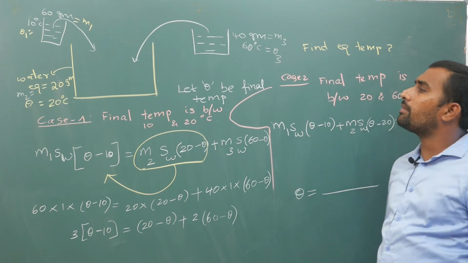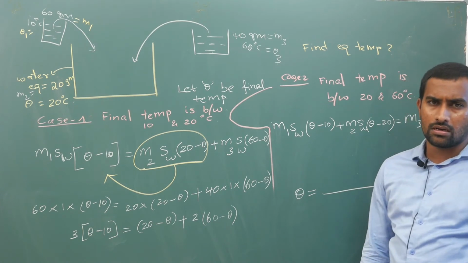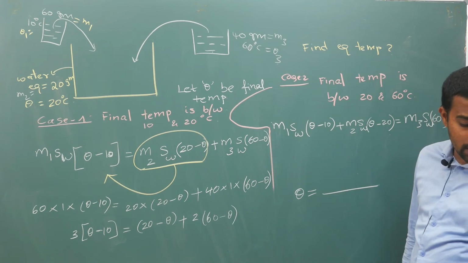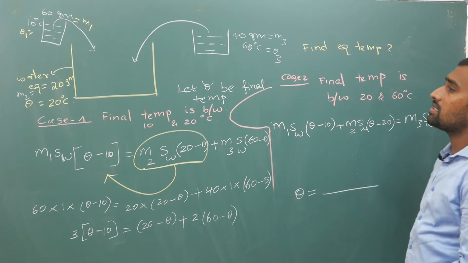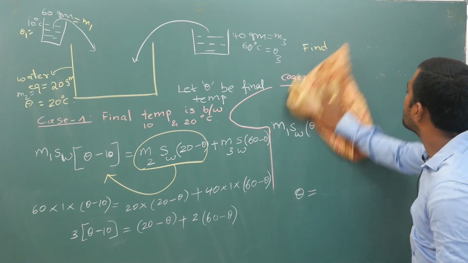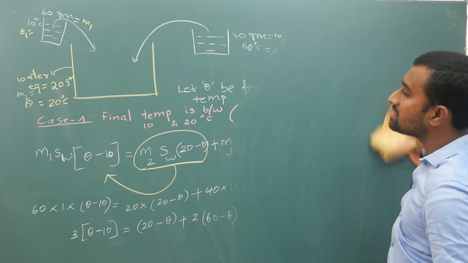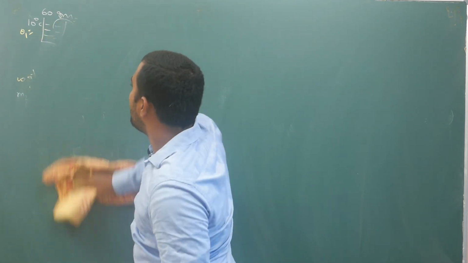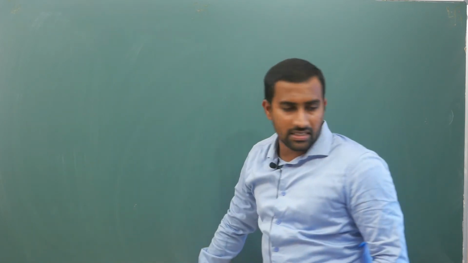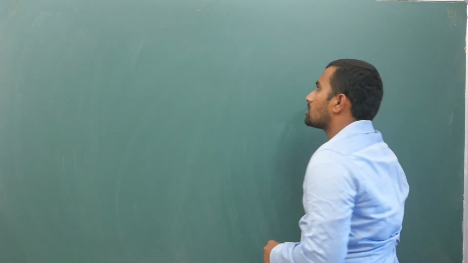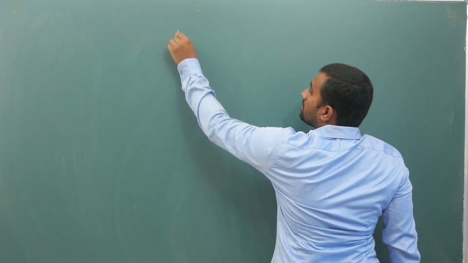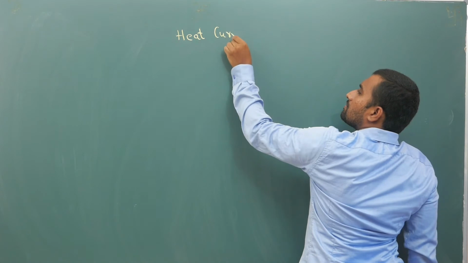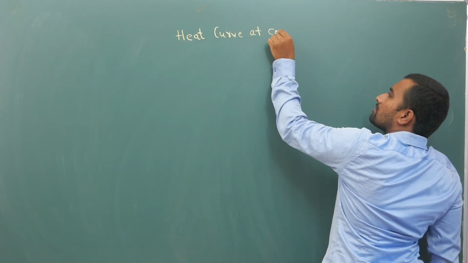Now in the next coming scenarios we will mix ice with water, and then we will check the resultant. But before that, I forgot in the last class the heating curve. So we will do the heating curve first, and then we will come back to mixtures once again. A small part I have missed. So that is your heating curve: heating curve at constant power.